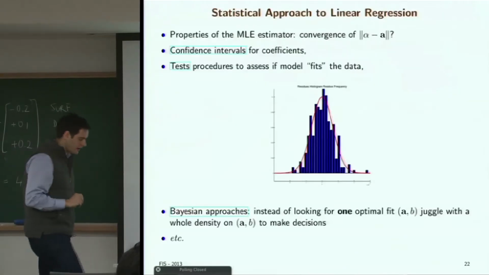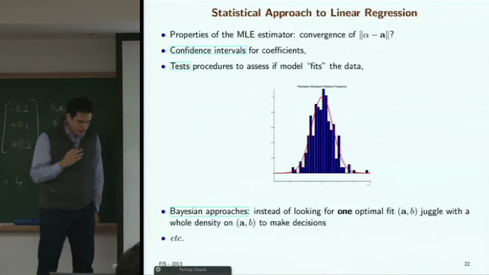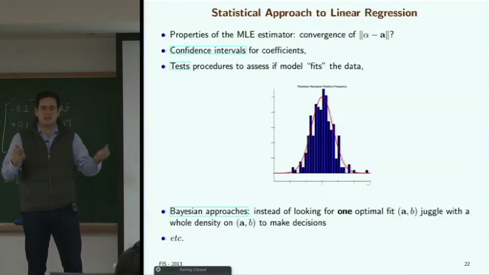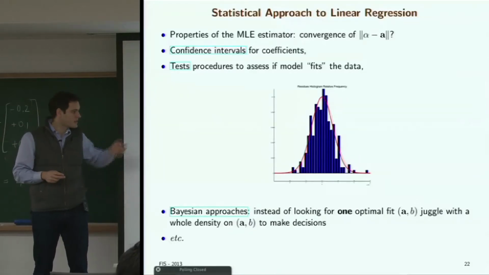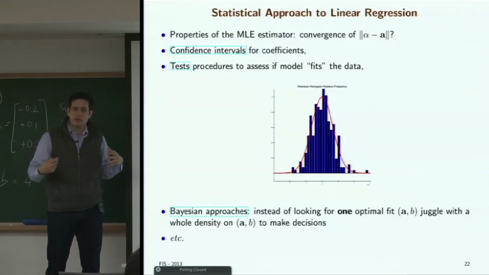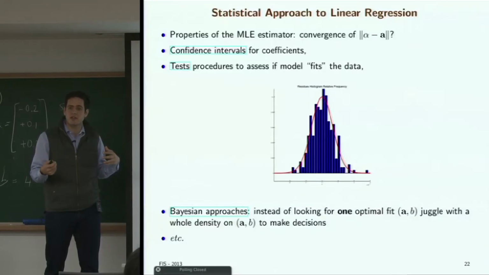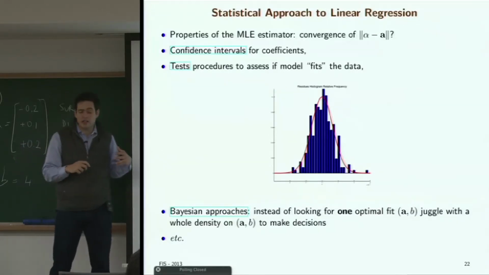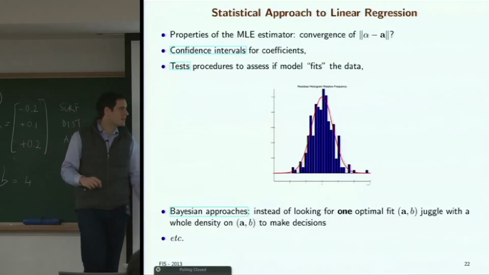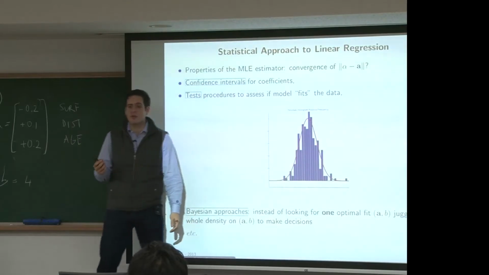So this is just a very, very quick explanation. The statistical approach gives you a lot more ways to interpret your results than just the idea of minimizing these squares. So this is why it's interesting. You can prove a lot of results: if you have a lot of points, usually you can get a better estimate of your vector alpha. You can also get confidence intervals for the coefficients. And you can also use test procedures to assess if the model fits the data.